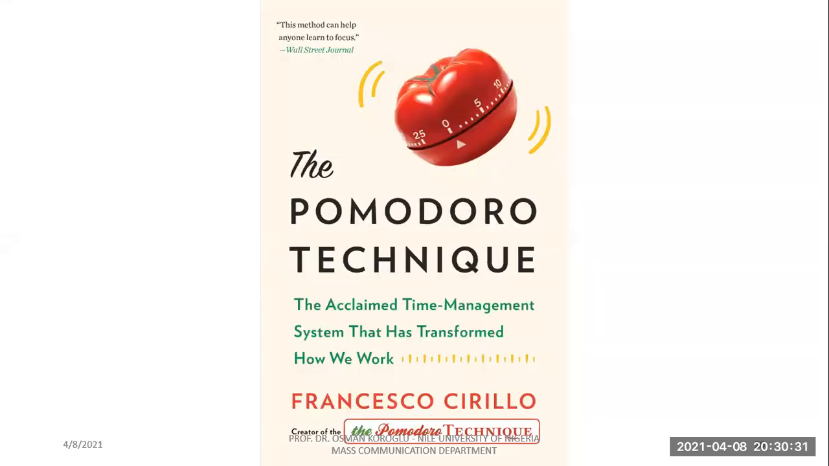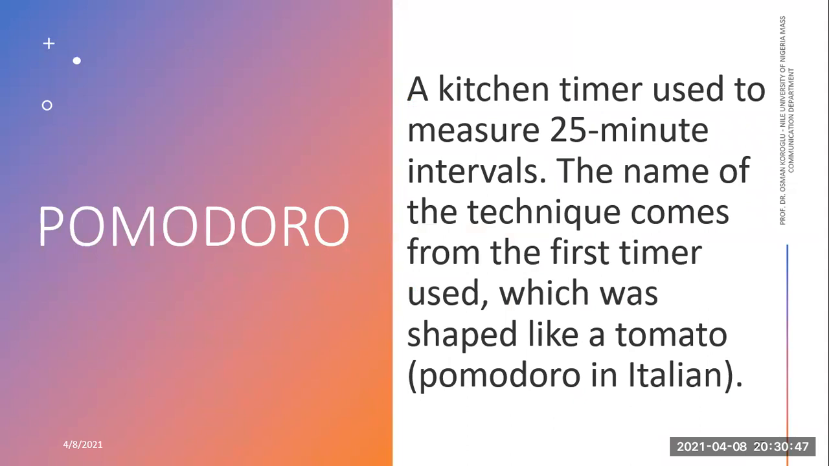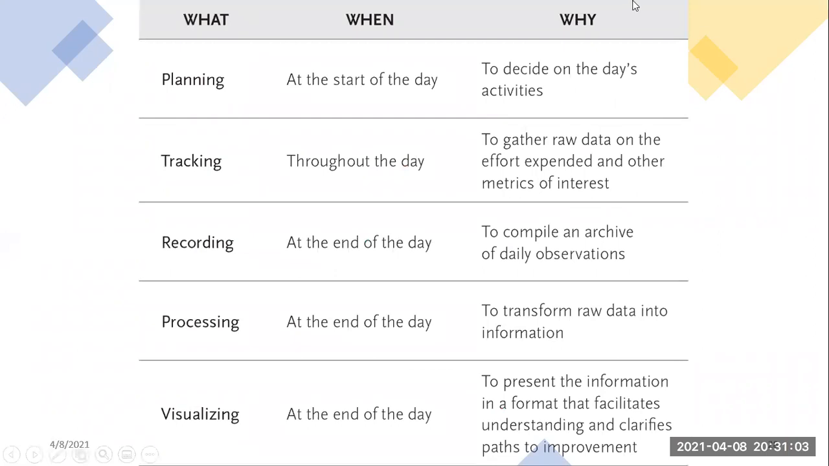The Pomodoro Technique, this is the book that explains what it is in detail. And Francesco Cirillo is the person who produced this technique. It's actually a kitchen timer used to measure 25-minute intervals. And the name of the technique comes from this first timer used, which was shaped like a tomato. Okay, these are the things that we can try and understand about the technique.